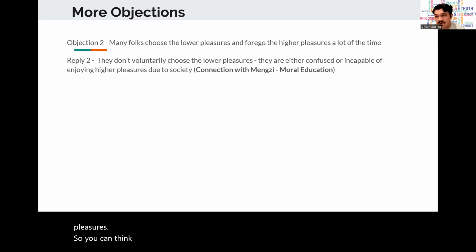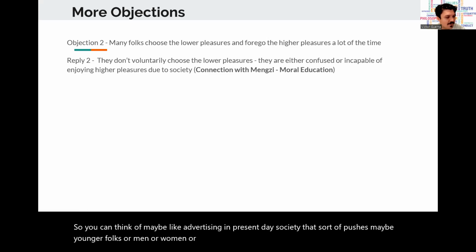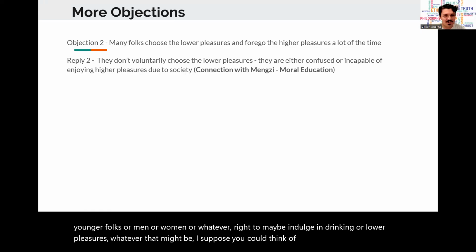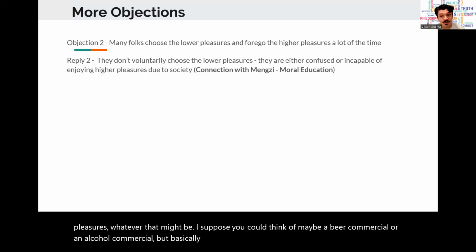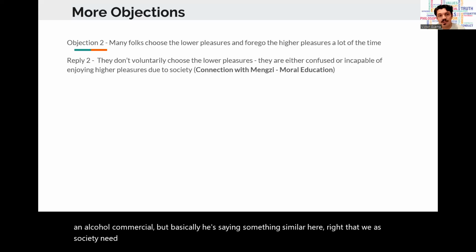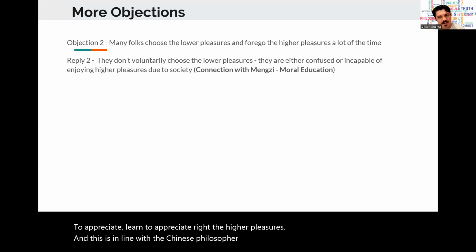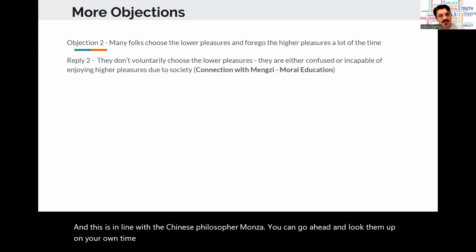So you can think of maybe advertising in present-day society that pushes younger folks, men or women or whatever, to indulge in drinking or lower pleasures, whatever that might be. I suppose you can think of a beer commercial or an alcohol commercial. But basically he's saying something similar here, right? That we as society need moral education so that everyone is able to learn to appreciate the higher pleasures. And this is in line with the Chinese philosopher Mengzi. You can go ahead and look them up on your own time. But he also believes that humans need moral education.